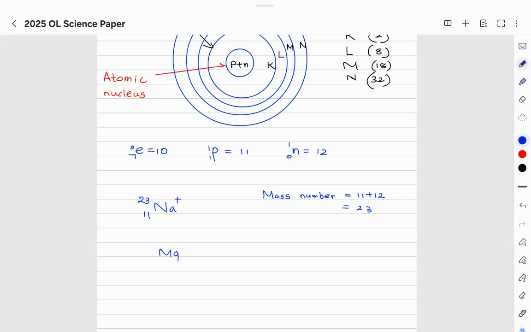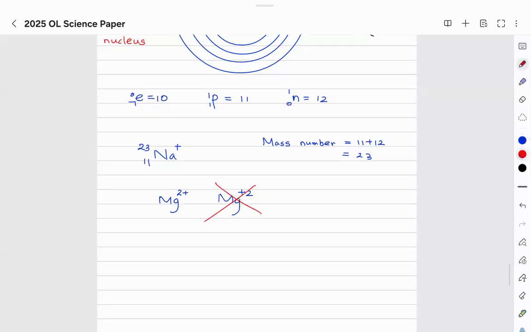Remember, some of the students are writing this wrongly. Just imagine magnesium is releasing 2 electrons and producing magnesium 2 plus. Students, don't write magnesium plus 2. That's wrong. Do you know why they have mentioned 2 plus like this? Because it has released 2 electrons. Then magnesium has 2 positive charges. So that's why we write Mg2 plus.